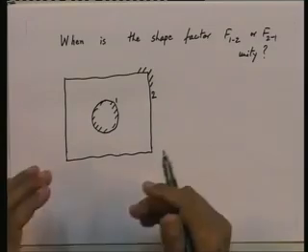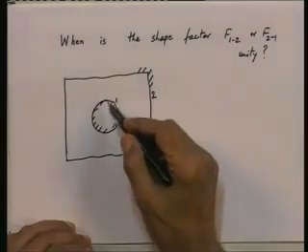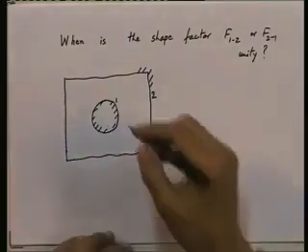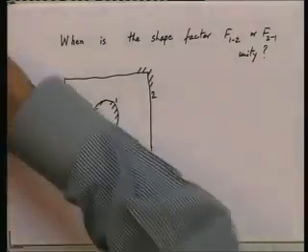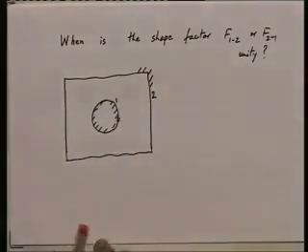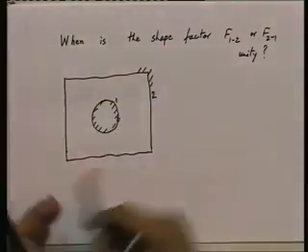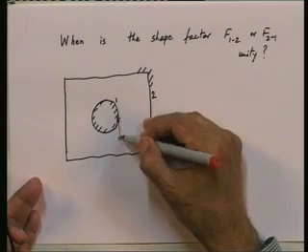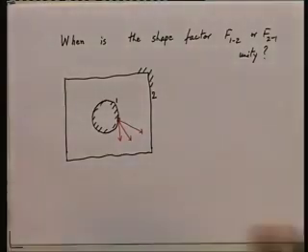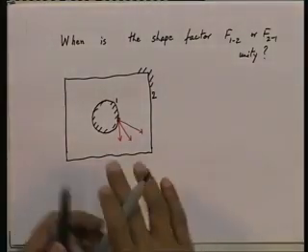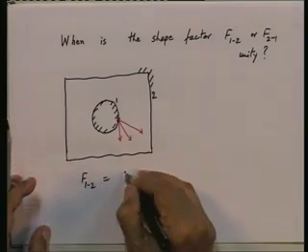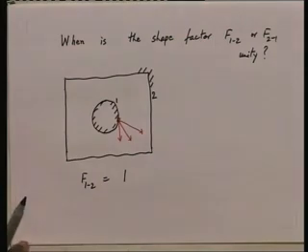Now, consider radiation emitted from the surface of 1. Surface 1 is spherical, it is a sphere. Radiation emitted from any element on surface 1, anywhere, has to first hit 2, it has no choice. Therefore, in this case f 1 to 2 is equal to 1, got it.